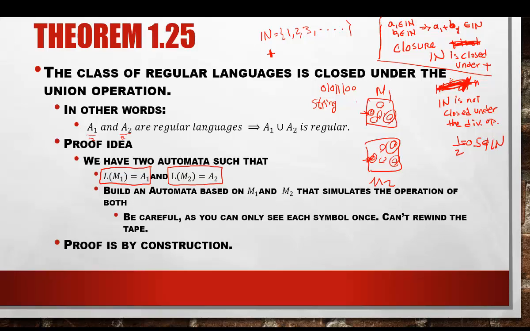The reason that I need to be careful, though, is that once each symbol is processed, it's gone. There's no such thing as going back and rewinding the tape, right? So that's why we cannot really put these two automatons one right after another. Because when this automaton processes the first symbol, then it's gone. That's the reason that we're simultaneously simulating the two automaton for every single element at the same time.